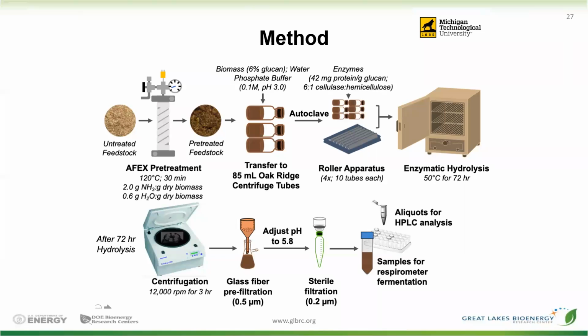And after 72 hours, the samples were centrifuged at 12,000 RPM for 3 hours, followed by a two-step filtration. This filtration is done to separate the solids from the liquid fraction and also to sterilize the same for fermentation experiments. After filtration, the pH of the hydrolysates was adjusted to 5.8, which is a typical requirement for the fermentation microbes.